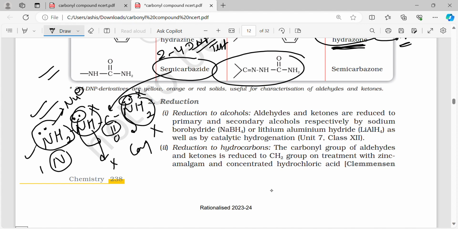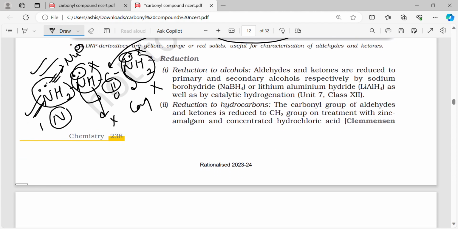With the pi bond. That's why this nitrogen atom cannot donate its electrons. This nitrogen atom cannot donate its electrons. That's why this nitrogen atom cannot act as a nucleophile. This nitrogen atom again cannot act as a nucleophile. Only this nitrogen atom can act as a nucleophile. That's why only this can donate its electrons.